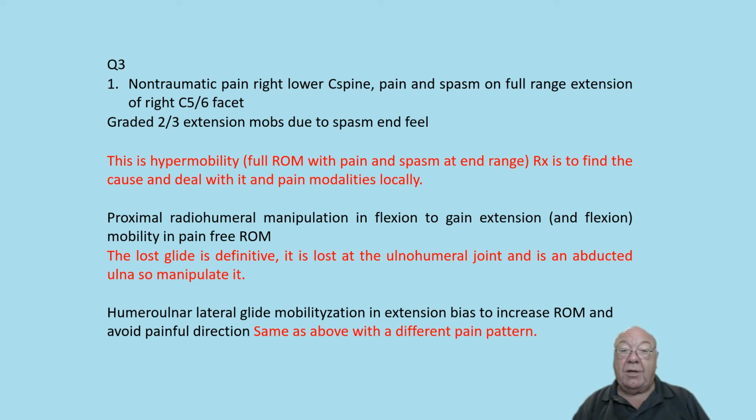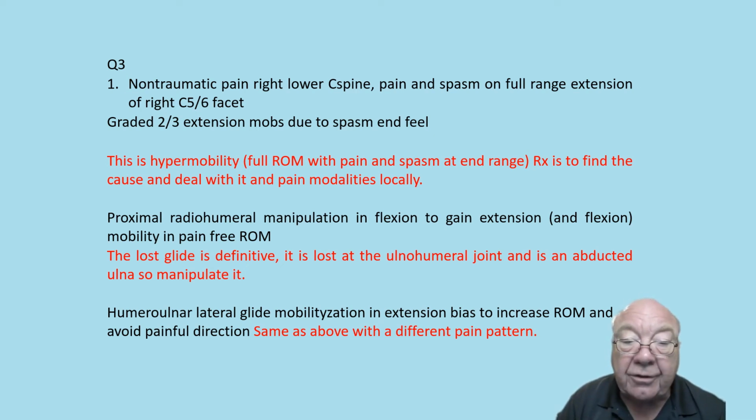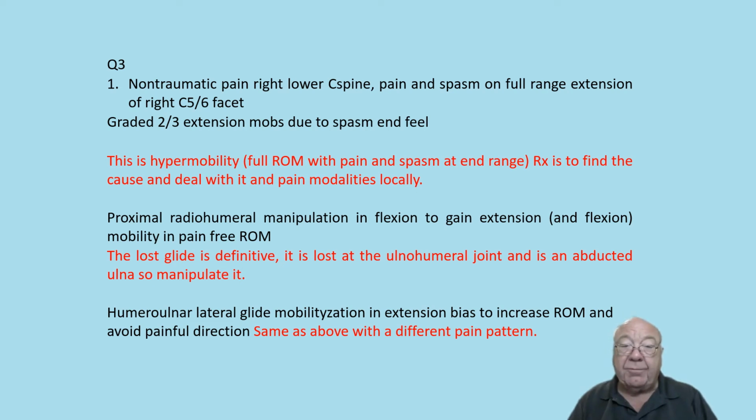Non-traumatic pain, right lower C-spine. Pain and spasm on full range extension of the right facet. Now, this wasn't the first question in that list, but let me address this first because this is the one only a couple of you got right. You told me that you treated the C5-6 with sub-barrier mobs to reduce pain, to treat the spasm and pain. Most of you said that. Nobody wanted to actually treat it with high velocity because of the word spasm, which is fine.